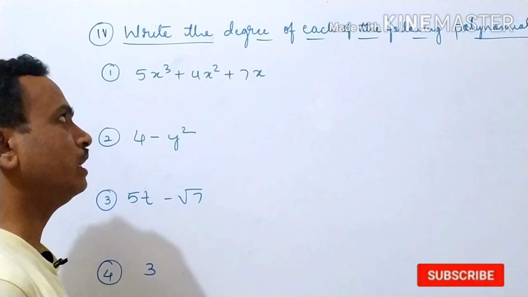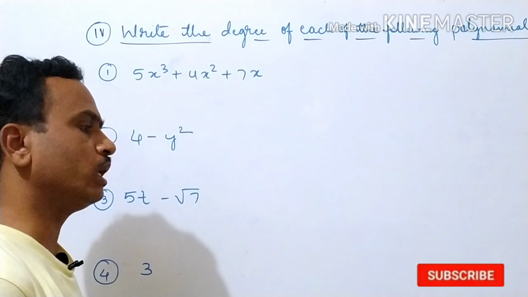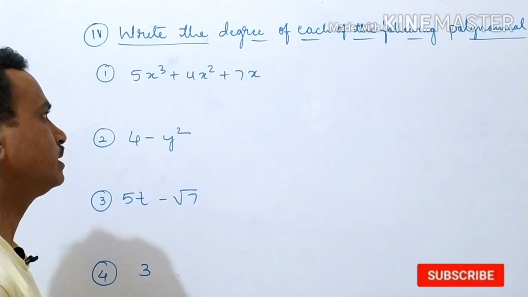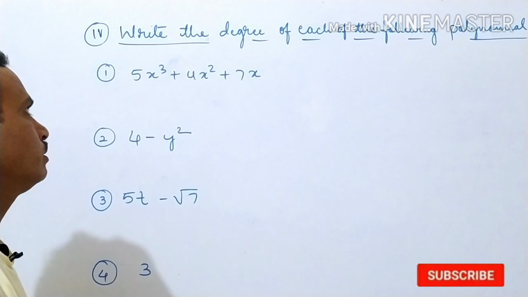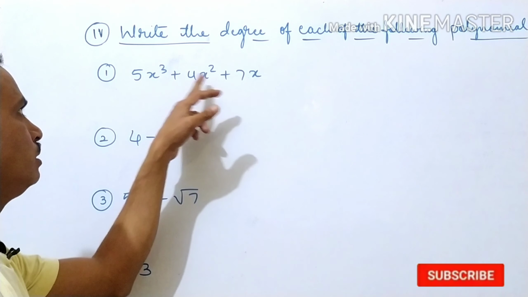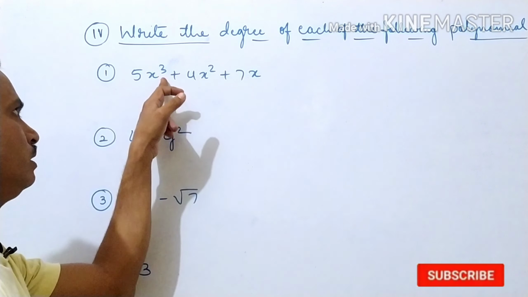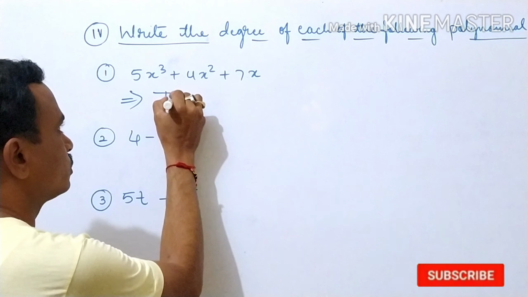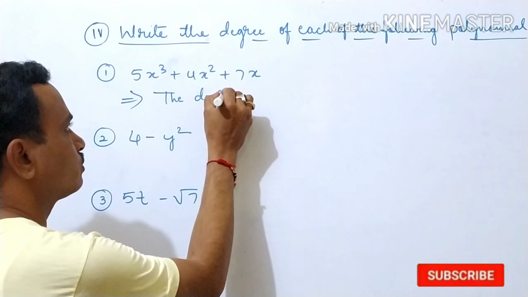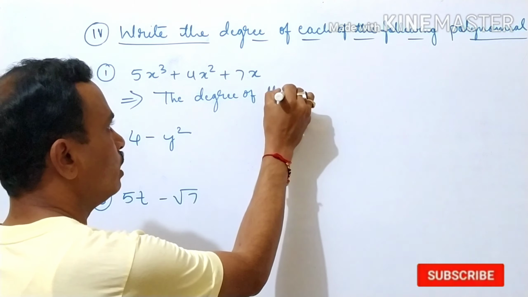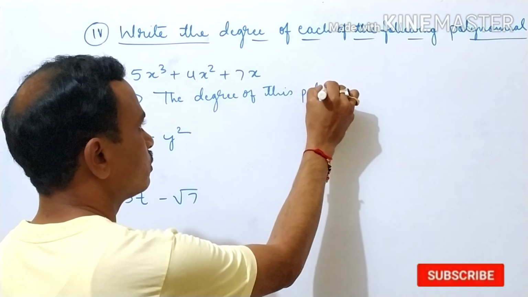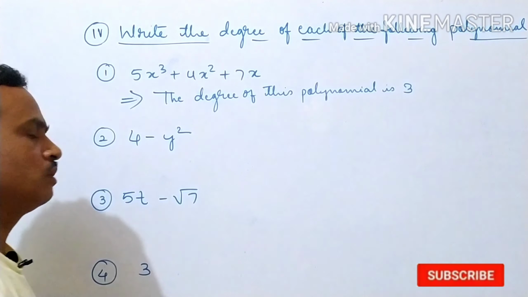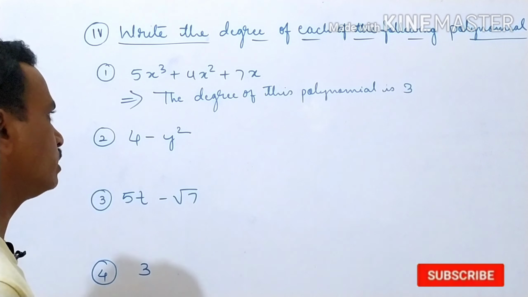Fourth one, write the degree of each of the following polynomials. Question number 1, 5x cube plus 4x square plus 7x. So in this polynomial, the highest power of the variable you see is 3. So the degree of this polynomial is 3.